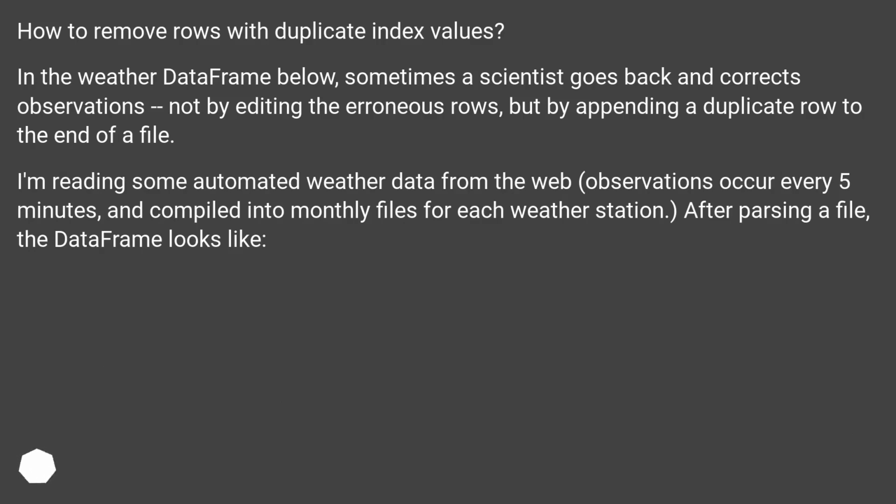In the weather data frame below, sometimes a scientist goes back and corrects observations, not by editing the erroneous rows, but by appending a duplicate row to the end of a file. I'm reading some automated weather data from the web. Observations occur every 5 minutes, and are compiled into monthly files for each weather station. After parsing a file, the data frame looks like this.